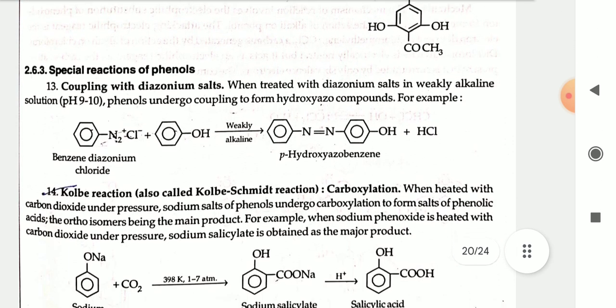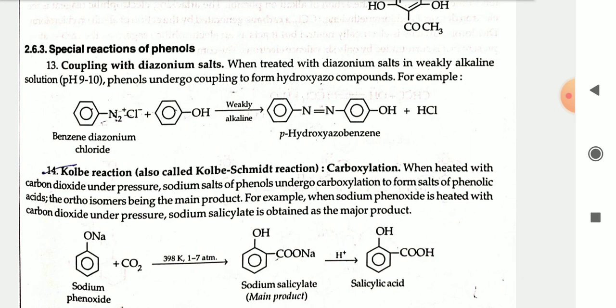Special reactions of phenols. 13. Coupling with diazonium salt. When treated with diazonium salt in weakly alkaline solution with pH 9 to 10, phenol undergoes coupling to form a hydroxyazo compound. For example, benzene diazonium chloride with phenol gives p-hydroxyazobenzene plus HCl.